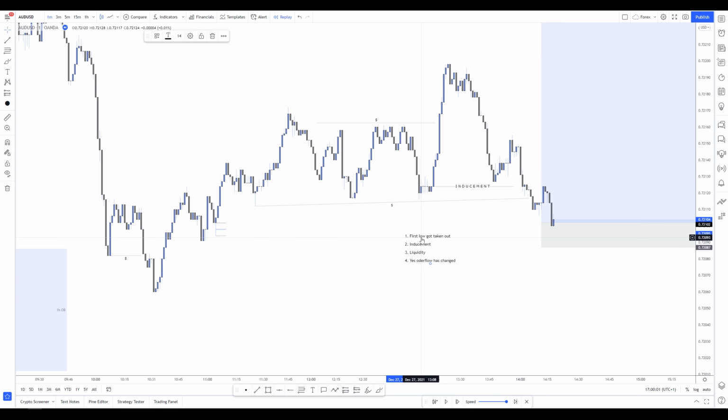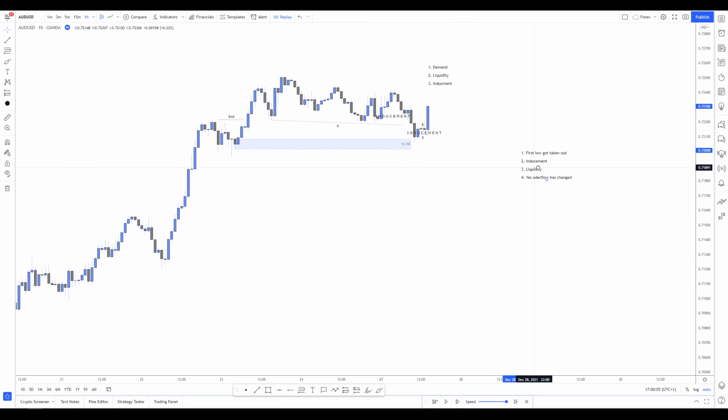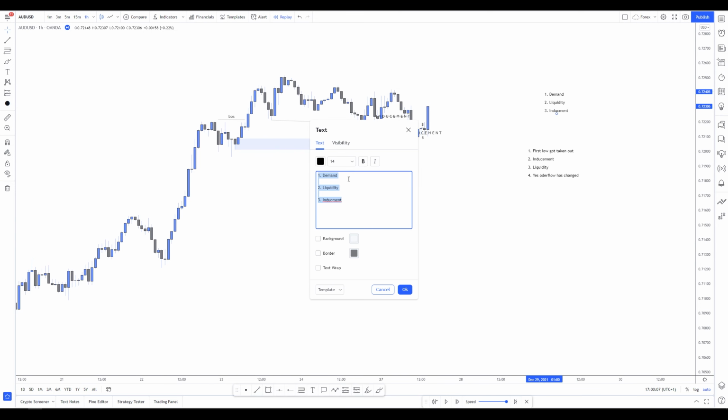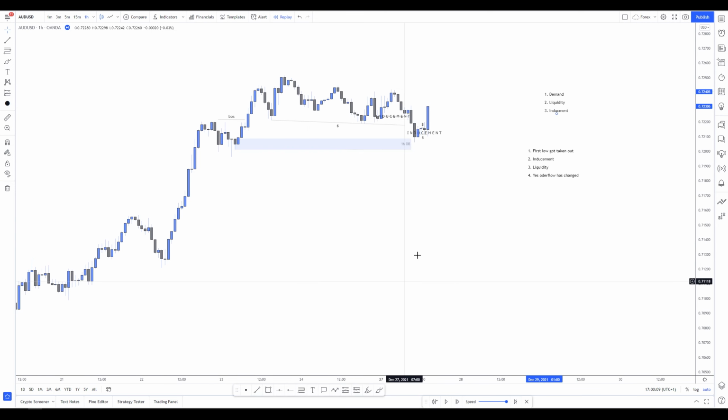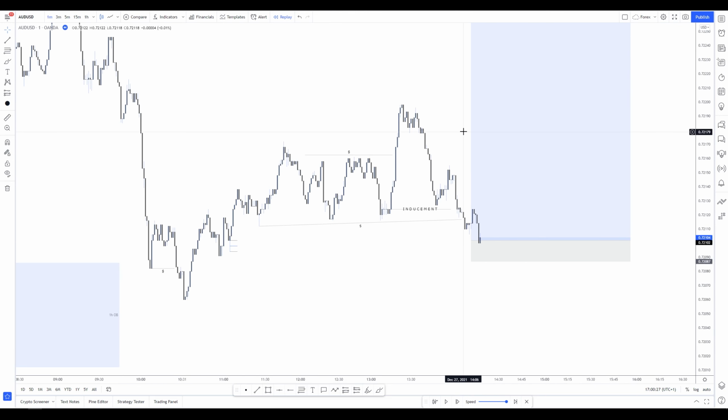That's all the confirmations I need, and with the 1 hour confirmations, this is everything I really need for the trade. 1 hour confirmations: the demand, liquidity, inducement, the story from the higher time frame. From the lower time frame, we have the first low taken, inducement, liquidity, change in order flow. So now we can look at the trade, how it played out, and really manage the trade.